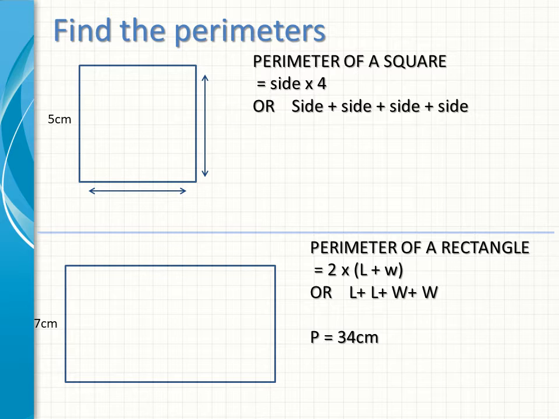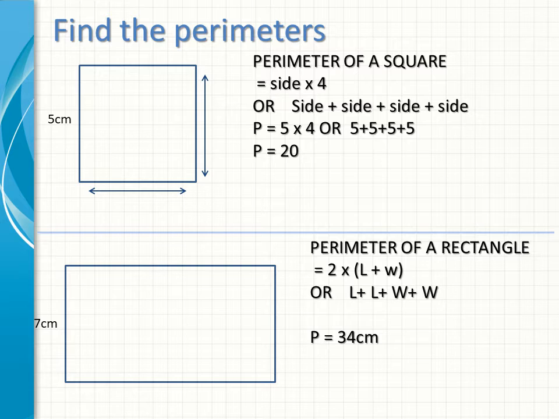How many sides does a square have? 4 sides. So if, for example, this square has a side of 5 centimeters, how do we find the perimeter? To find the perimeter of the square, all we need to do is 5 multiplied by 4, which is the number of sides of the square. Or we can simply say 5 plus 5 plus 5 plus 5, knowing well that all the sides are the same. So what's the answer? The perimeter for this shape is 20 centimeters.